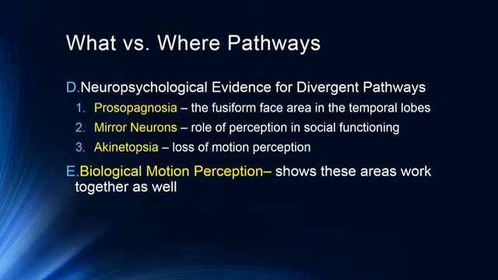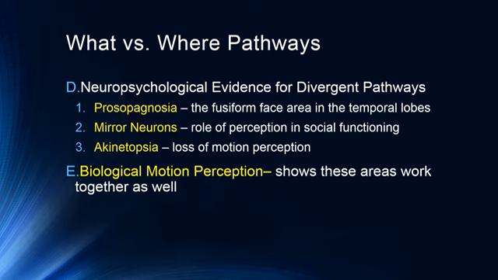There are some rare cases of what's called akinetopsia. These are individuals who have lost their ability to perceive motion, and this occurs in area MT, which is in that dorsal stream.